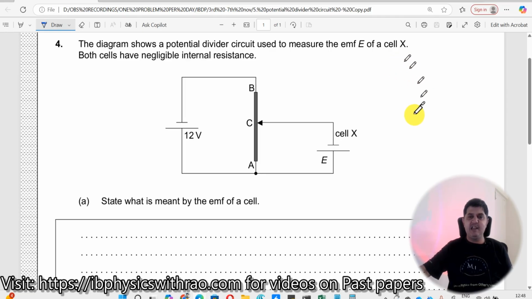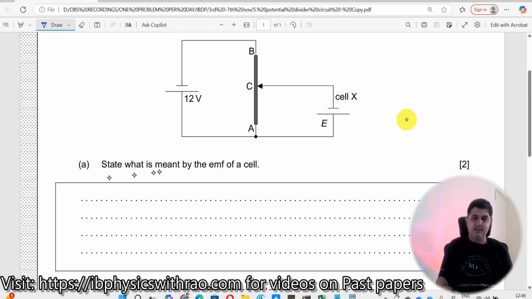There's a jockey, which is a sliding contact, which will be able to move across. State what is meant by the EMF of a cell. What do you mean by EMF? How do you define it? It's a 2-mark question.